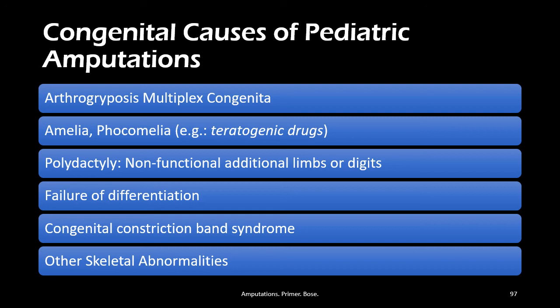Teratogenic drug-induced conditions such as amelia, phocomelia, etc. is another congenital condition where amputations may be considered. Congenital constriction band syndrome is where a baby is born with constrictive collagenous bands around their limbs which restrict movements.